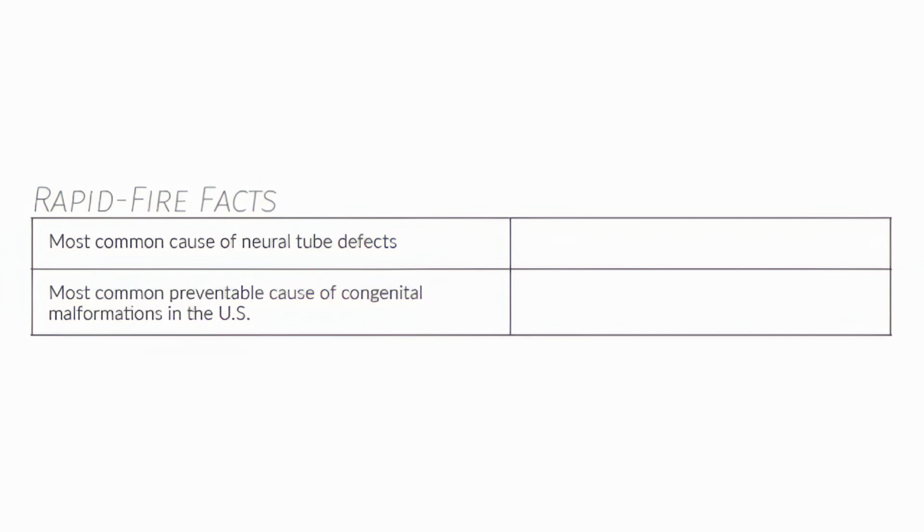The most common cause of neural tube defects is folate deficiency. The most common preventable cause of congenital malformation in the U.S. is alcohol use during pregnancy.